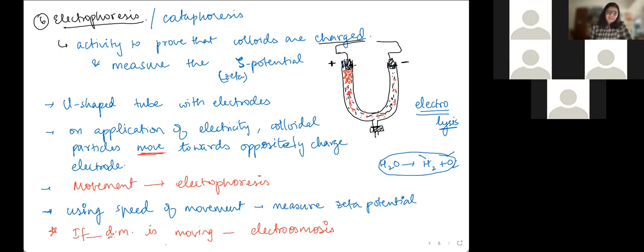So usually it's the colloid particles, the dispersed phase, that moves in electrophoresis. But if the opposite happens, where the medium is the one that's moving, then that's called electro-osmosis. Just like osmosis, where the solvent goes from higher concentration to lower concentration, right? Similarly, in this, the solvent is moving from lower to higher. Because it's happening due to application of an electric field, this will be called electro-osmosis.